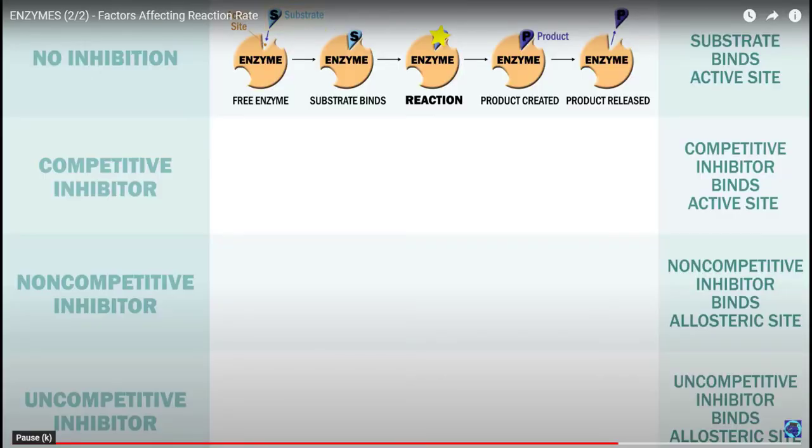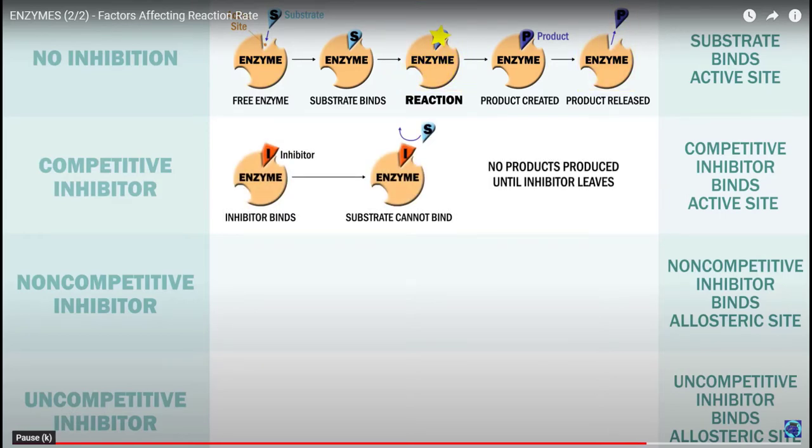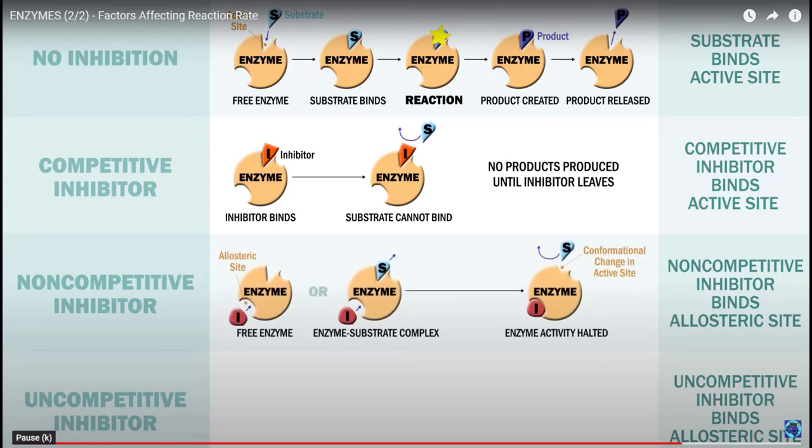Normally, a substrate binds to an enzyme at the active site, after which the enzyme catalyzes a reaction and releases the products. Competitive inhibitors compete with the substrate for access to the active site, where they bind the enzyme. Hence, they can only bind to free enzymes, which are not bound to any substrate. Non-competitive inhibitors not only bind to free enzymes, but also to those bound to substrates.